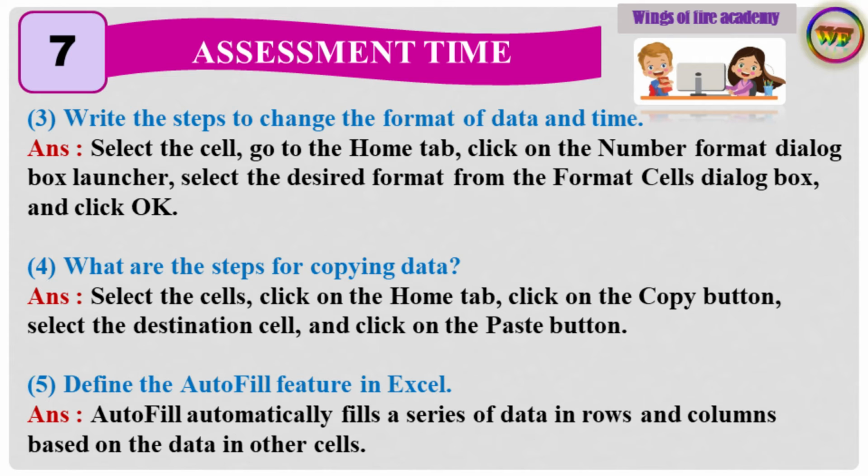3. Write the steps to change the format of date and time. Answer. Select the cell, go to the Home tab, click on the Number Format dialog box launcher, select the desired format from the Format Cells dialog box, and click OK.